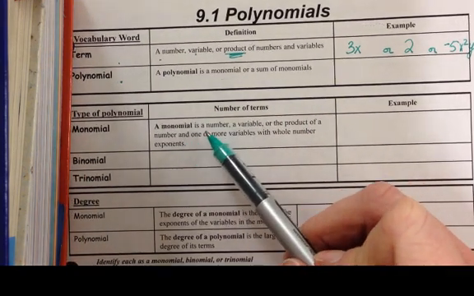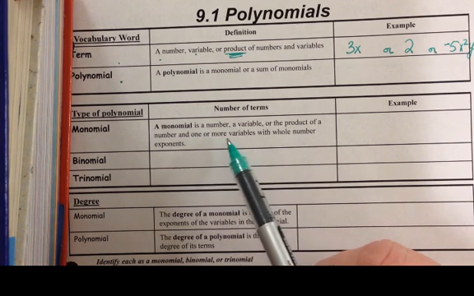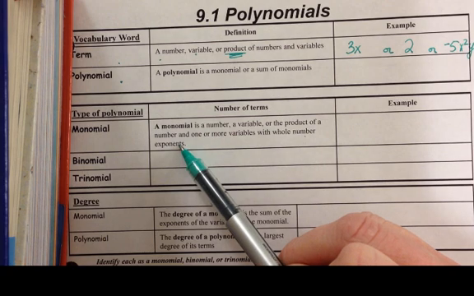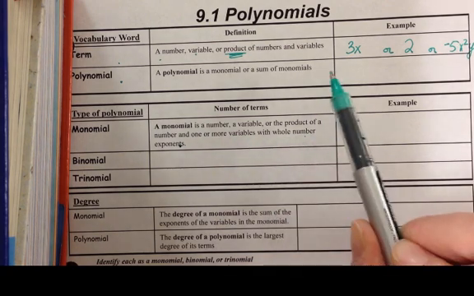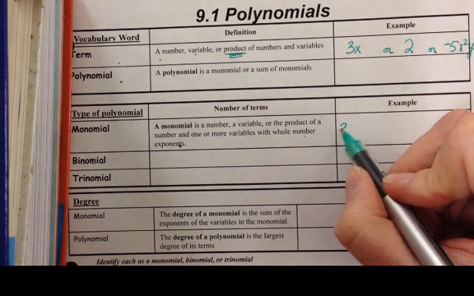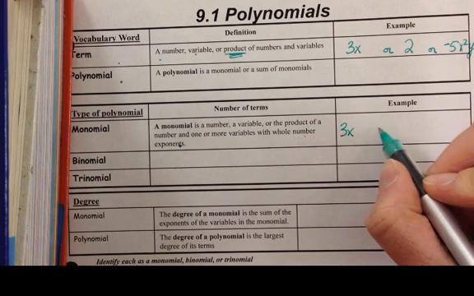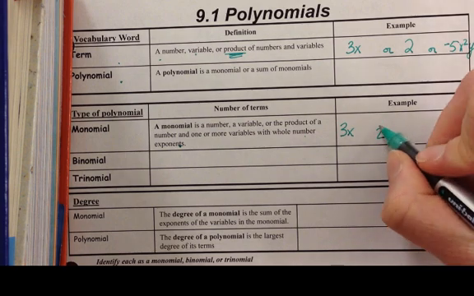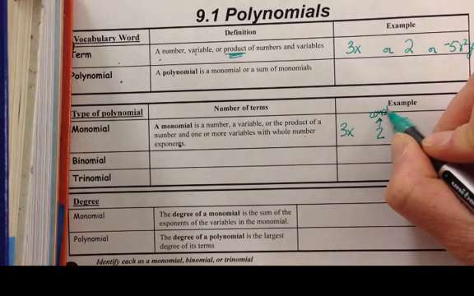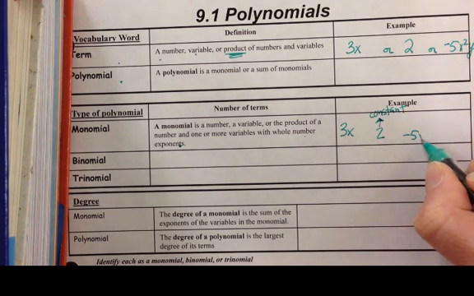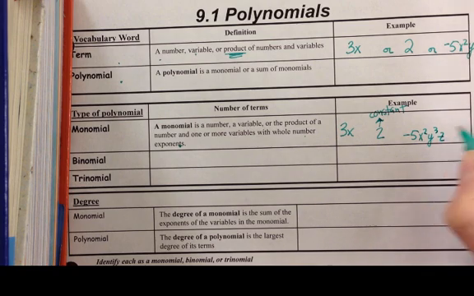A monomial is a number, a variable, or the product of a number and one or more variables with whole number exponents. That is a blessing. It means no fractions in your exponents for now. So those examples that I wrote up above are also monomials. So we can copy them right back down here. So 3x is a monomial, and 2 is technically a monomial. This one actually has a special name. It's called a constant, remember? Constant. And that negative 5x squared y to the third z is also a monomial because it's all multiplication.